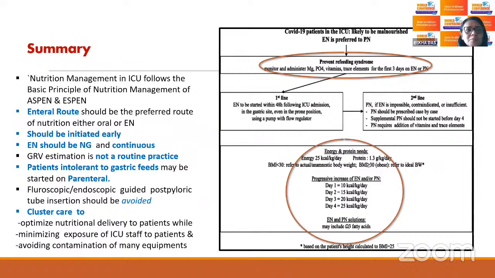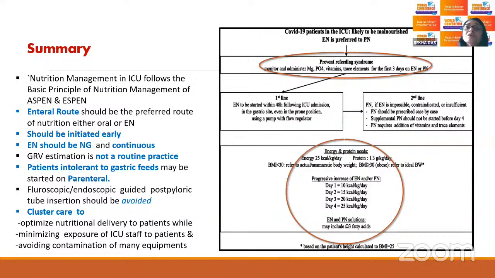Thus, to summarize, nutritional management in ICU follows the basic principle of nutritional management followed by the American Society of Enteral and Parenteral Nutrition and the European Society. Enteral route should be the preferred route of nutrition, which may be either oral or enteral. And you must start at a low dose and progressively increase your dose in the next 4 to 6 days. And always avoid refeeding syndrome by continuous monitoring of magnesium, phosphate, and vitamin level, and supplement your trace elements and vitamins.